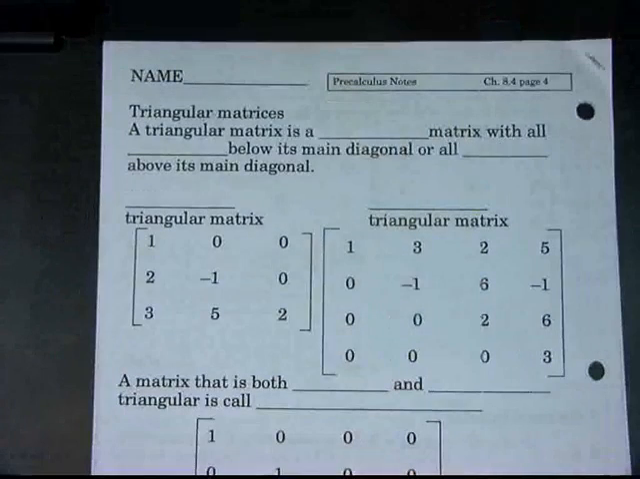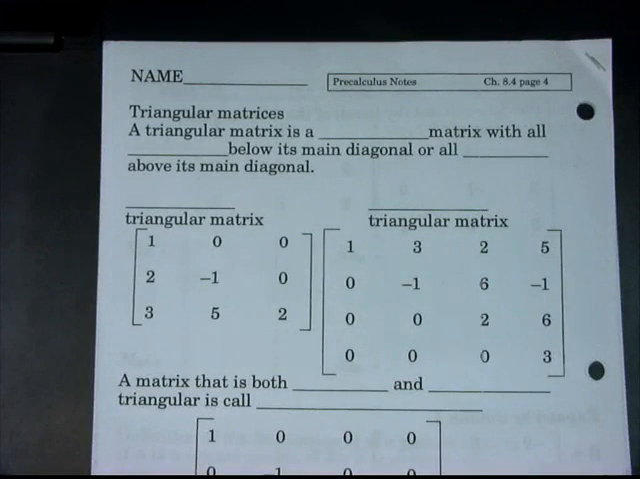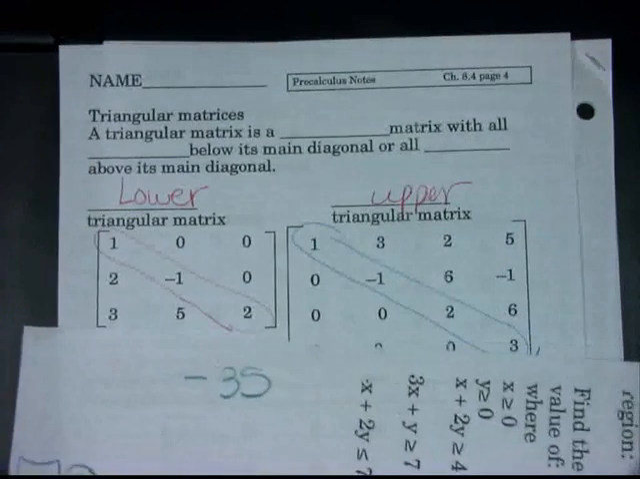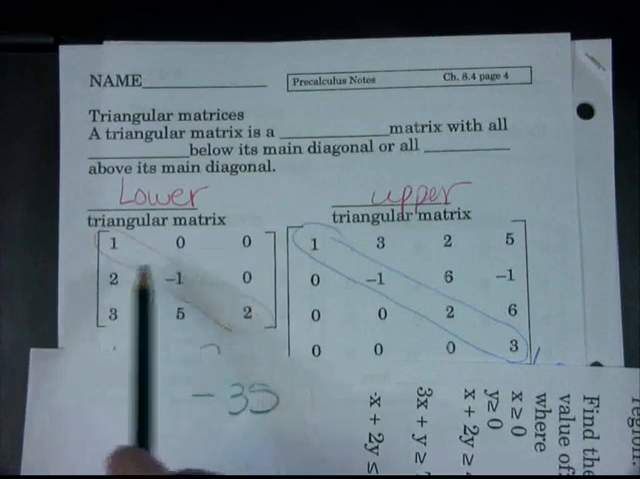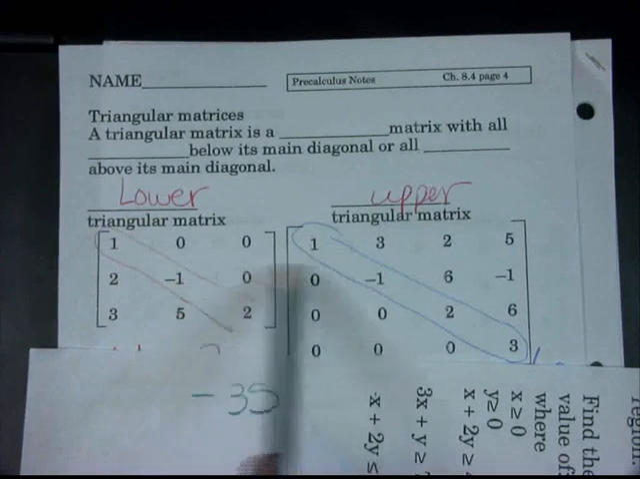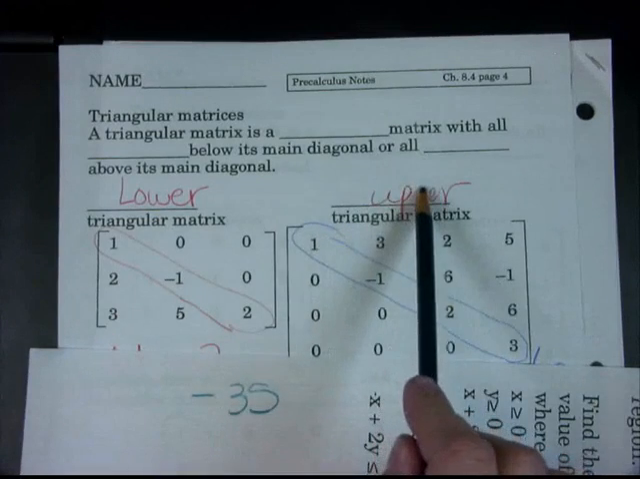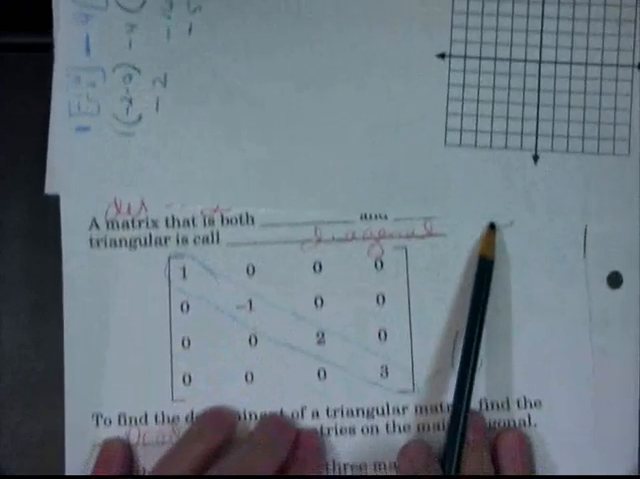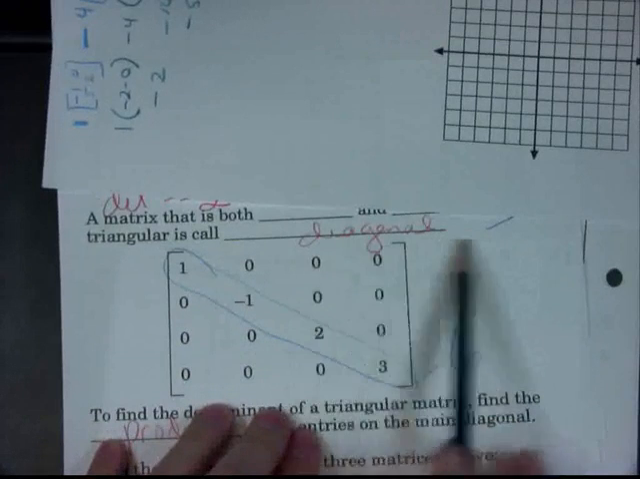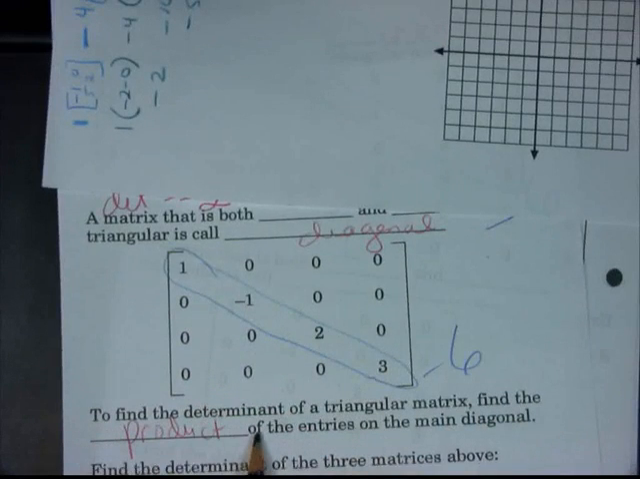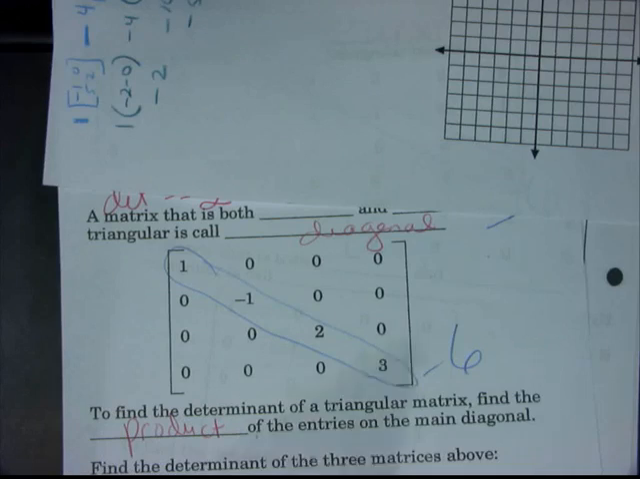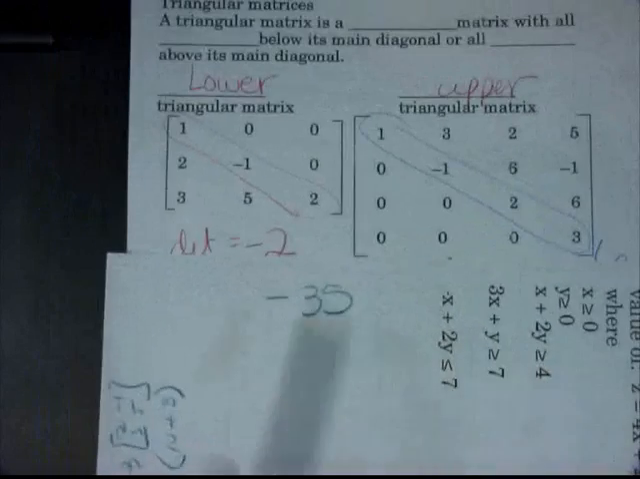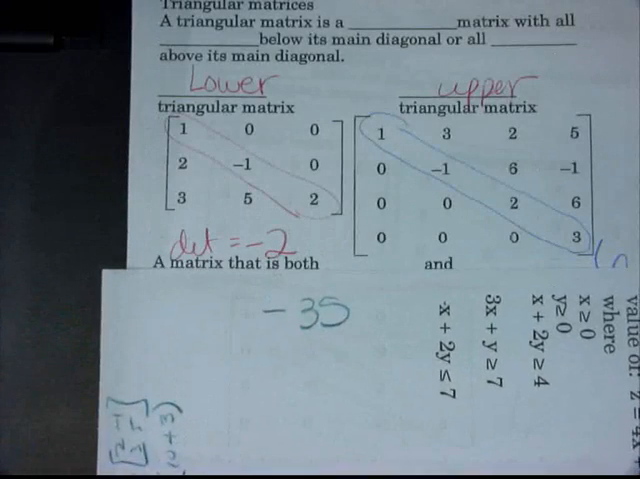When it comes to triangular matrices, it's very straightforward. You either have a lower matrix or an upper matrix. And in this case, the diagonal determines it. If I have numbers below, that's a lower matrix. If I have numbers above, that's called an upper matrix. If I have zeros all over the place, it's called a diagonal matrix. And in order to find the determinant, you multiply all the entries on the diagonal.